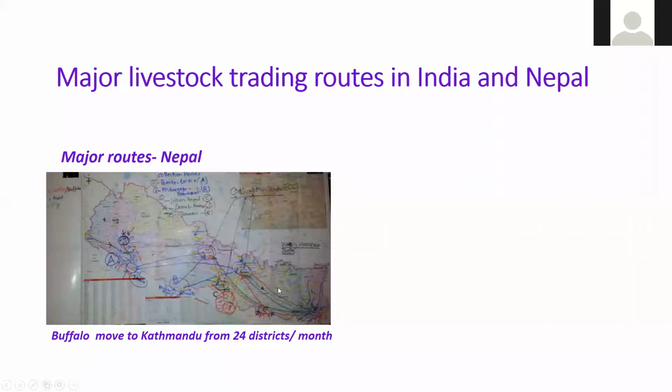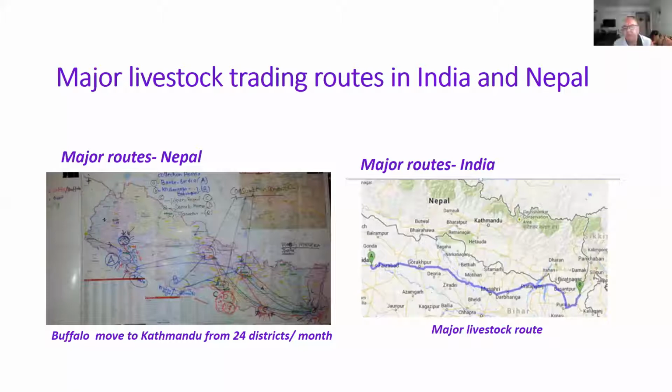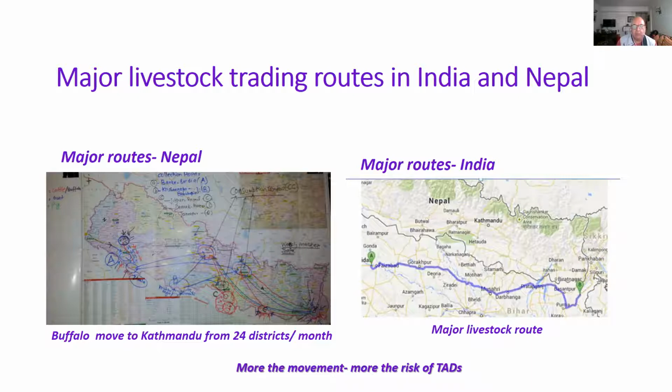Can you demarcate the Nepal border here, the upper Nepal border? These are major routes in India, very close, from Uttar Pradesh to Bihar to West Bengal. These are major livestock routes in India. So this makes your life very complicated. Then there is a principle from the value chain: the more the movement, the more the risk of transboundary animal diseases.